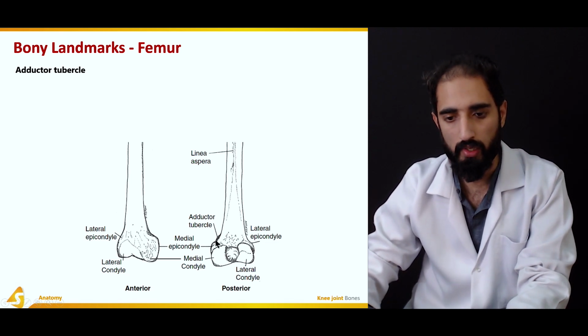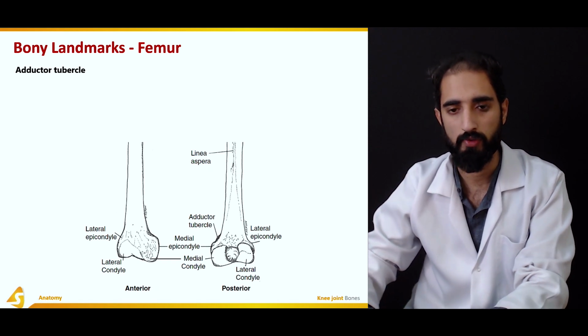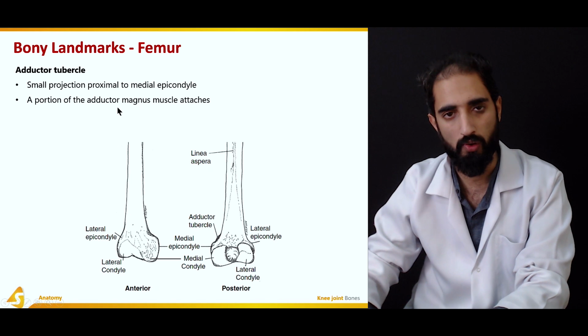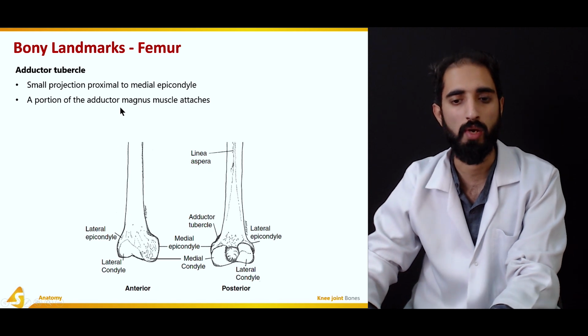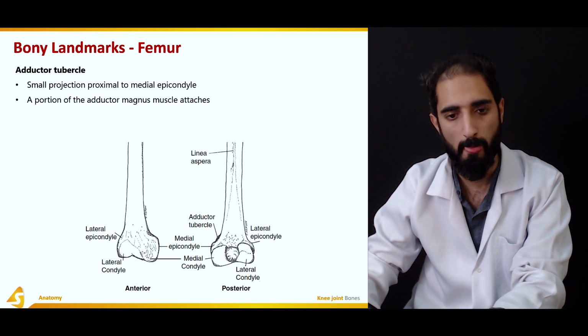Moreover, it is very easy to remember where the adductor tubercle is if we just remember the medial condyle, and above the medial condyle is the medial epicondyle, and just above the medial epicondyle is the adductor tubercle on the distal most part of the femur. The adductor tubercle is a small projection proximal to the medial epicondyle, and as I already mentioned, a portion of the adductor magnus muscle attaches to it, and that's why it is given this name.